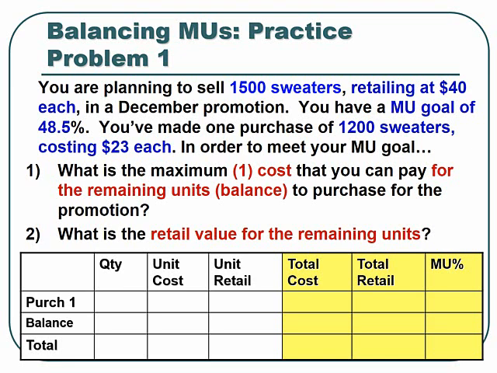We've already made one purchase of 1,200 sweaters. So that's the purchase to date, costing $23 each. That $23 will be the unit cost of each of those 1,200 sweaters that we already purchased. In order to meet your markup goal of 48.5%, what would be the maximum cost that we can pay for the remaining units? So that is asking the cost for the balance, cost balance. And the second question is, what is the retail value for the remaining units?